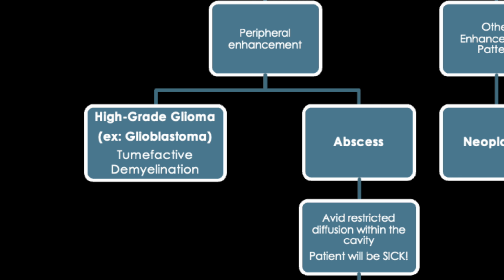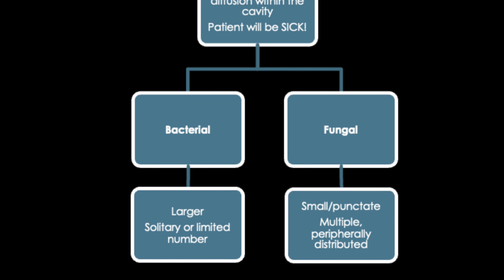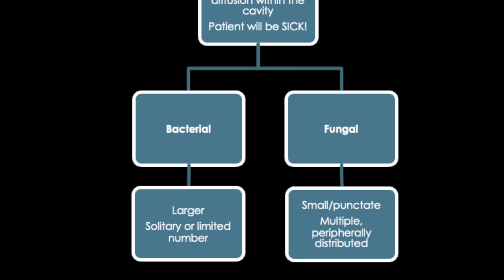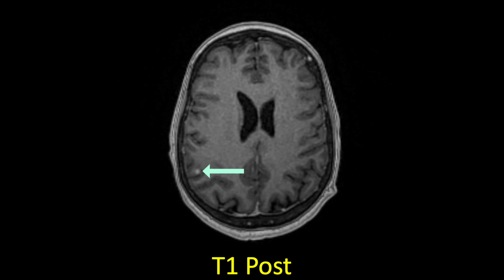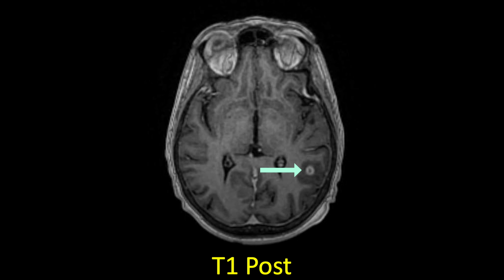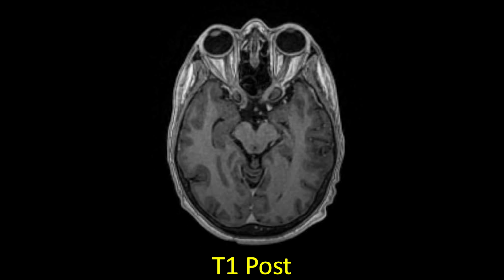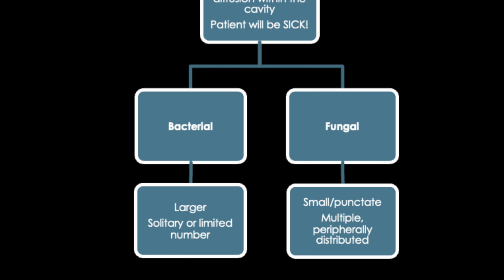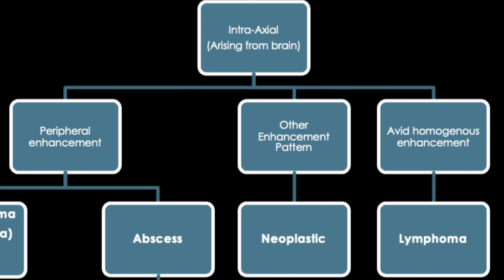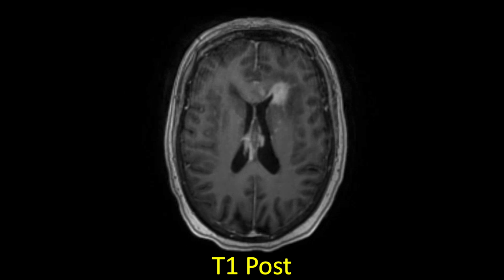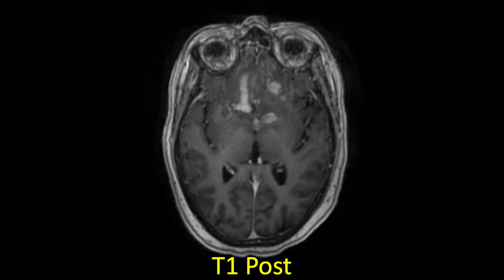To help further differentiate, bacterial abscesses are typically larger and solitary or limited in number in varying distributions, while fungal abscesses are typically smaller and more numerous, often popping up peripherally near the junction of the cortical gray and subcortical white matter. Other neoplastic etiologies can produce mixed patterns of enhancement. You could do a whole lecture just on those, but if you see a lesion with avid homogeneous enhancement and restricted diffusion, this is the classical appearance of CNS lymphoma as we previously saw.